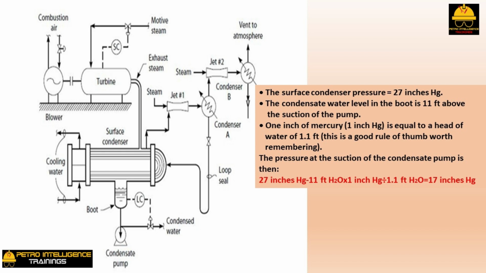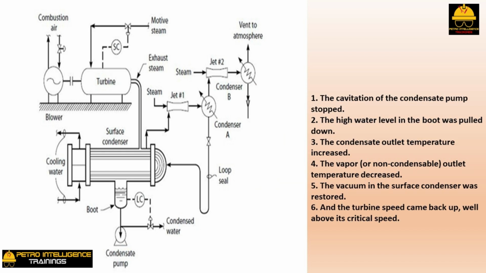As a result: 1. The cavitation of the condensate pump stopped. 2. The high water level in the boot was pulled down. 3. The condensate outlet temperature increased. 4. The vapor, or non-condensable, outlet temperature decreased. 5. The vacuum in the surface condenser was restored. 6. And the turbine speed came back up, well above its critical speed. But not for long. After 15 minutes of operation, the turbine speed slipped back down.